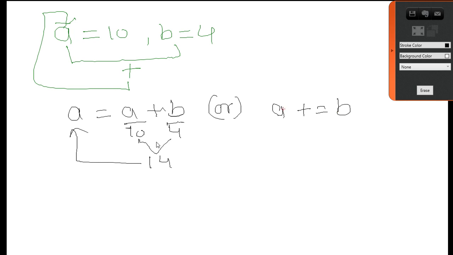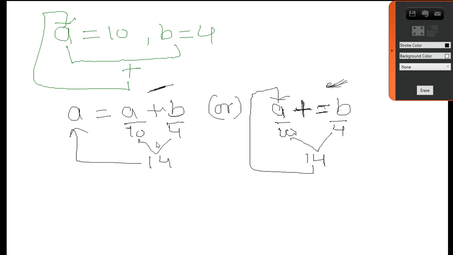So what happens here? a is 10 and b is 4. First of all, the addition calculation will be performed on a and b, so the plus is executed: 10 and 4 is 14. Then the assignment operator is executed, meaning the result will be assigned again to a only, the left hand side variable. So this is nothing but the short form of this particular equation.